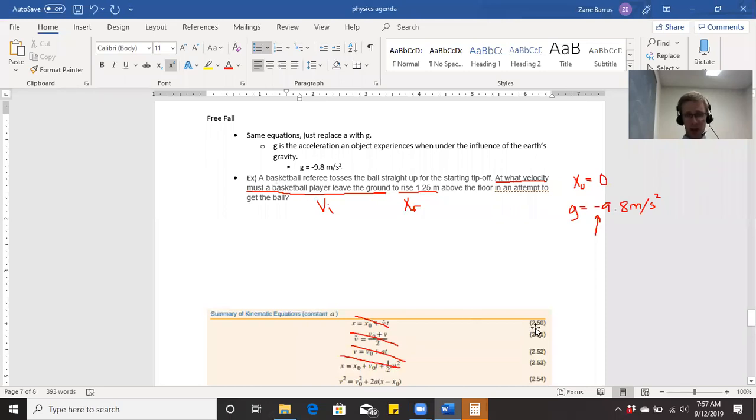So this equation says velocity squared is equal to initial velocity squared plus 2 times the acceleration times x minus x naught. That's kind of the one I'm leaning towards right now. So let's start plugging stuff in. I want to know my initial velocity. Now, this equation has final velocity. They didn't tell us a final velocity in the problem, though, so we have to do a little bit more inference here.